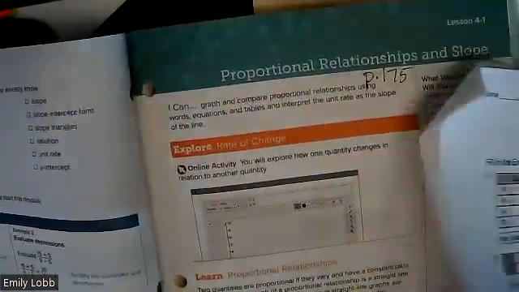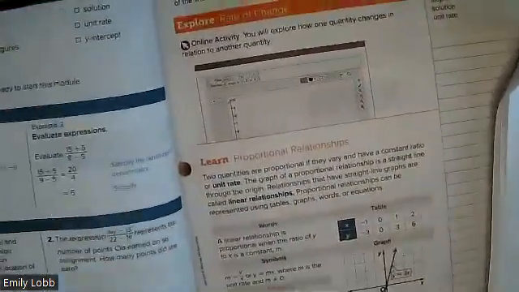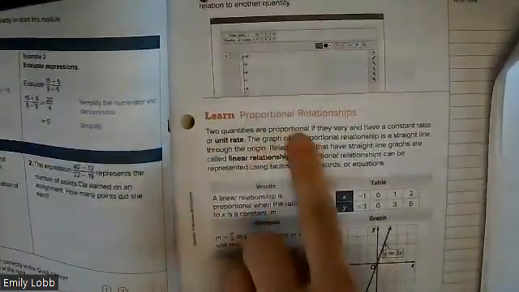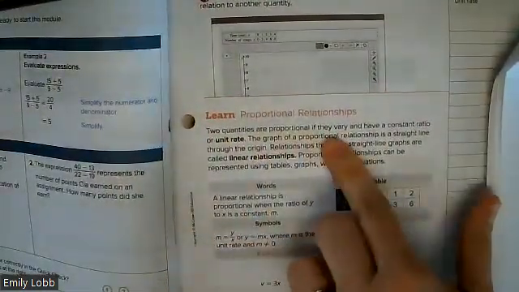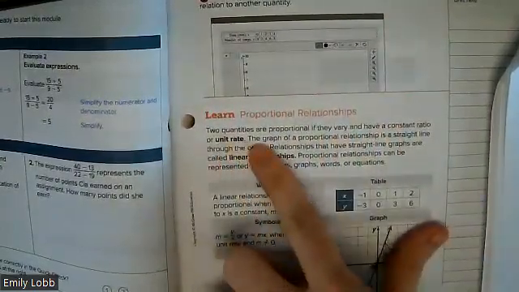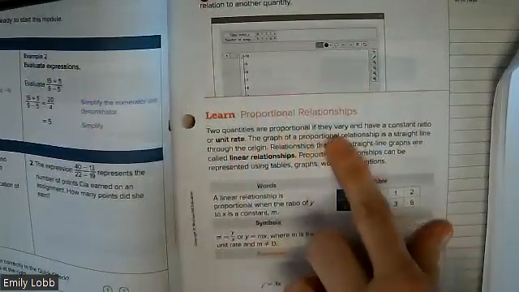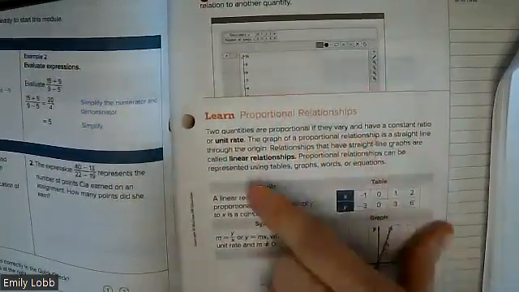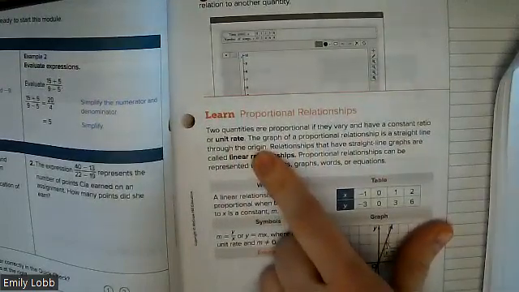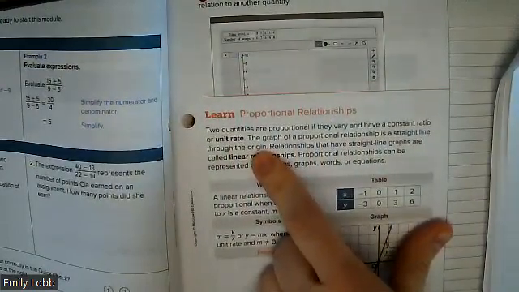So today we're looking at 4.1. We're going to look at proportional relationships and slope. Two quantities are proportional if they vary and have a constant ratio or unit rate. The graph of a proportional relationship is a straight line through the origin. Those are the two things that have to happen if it's a proportional relationship.